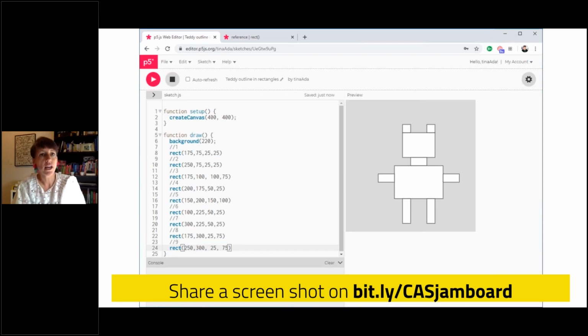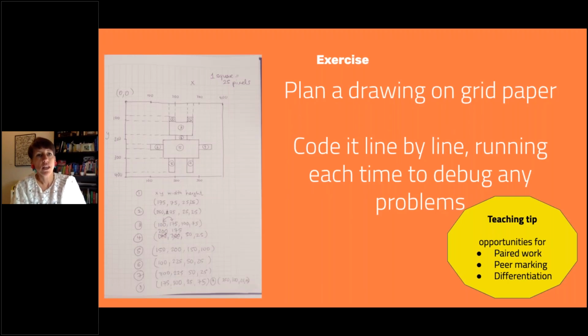But before I go on, the great thing about doing an exercise like this is that it gives you many opportunities for all sorts of great teaching practices, like paired work. You could get students to dry run each other's code before they actually code it in and see what would happen. You can peer mark, so you can get students to look at each other's and find each other's errors. And also it gives you many opportunities for differentiation, whether that be within a class or across key stages.